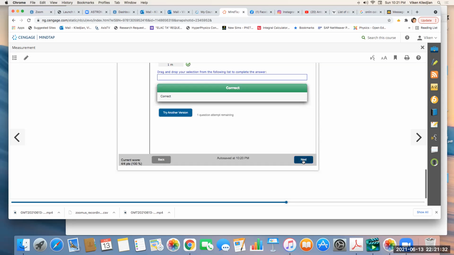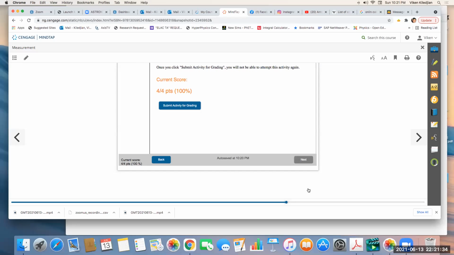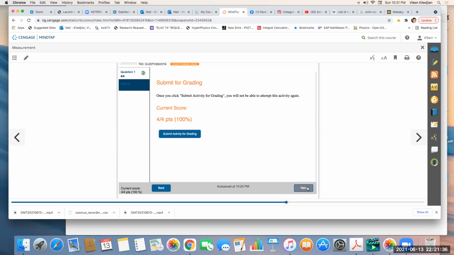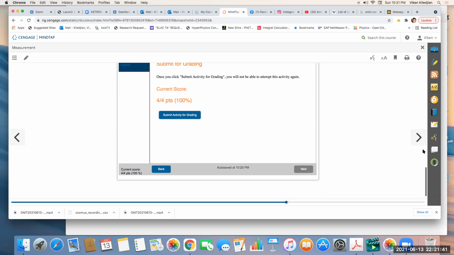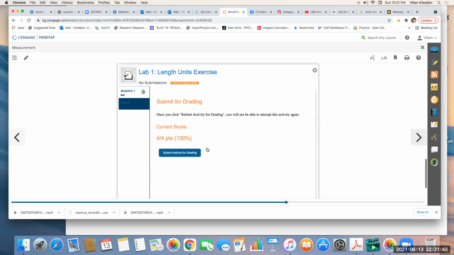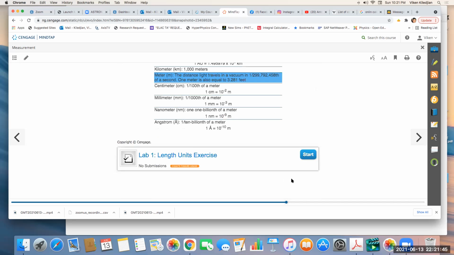And then click next. And then you go next. Okay, so I guess you just click submit grading for activity, and then you just go to the next arrow.